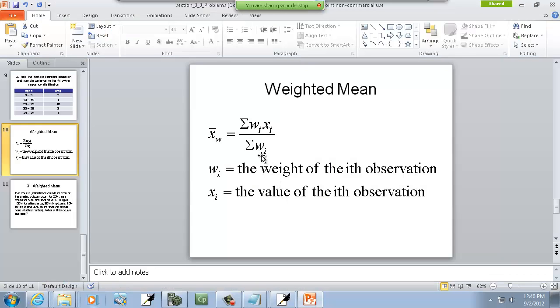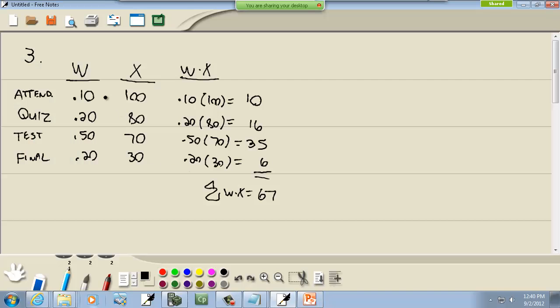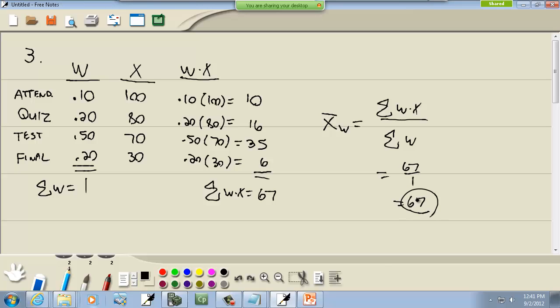And then down below here, we got add together the weights. So over here with our weights, we're going to add these together. 7, 9, 10. So this adds up to 1. Then our weighted mean is going to equal to the sigma W times X over sigma W. So we got 67 over 1 or 67. So his grade for the course would be 67.